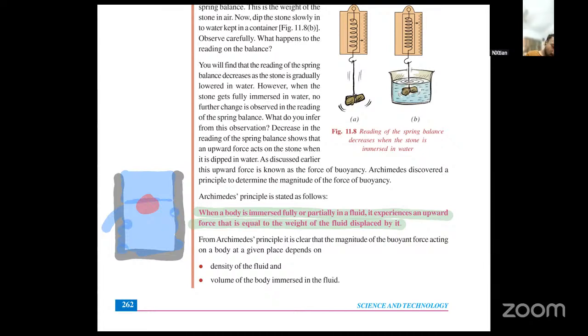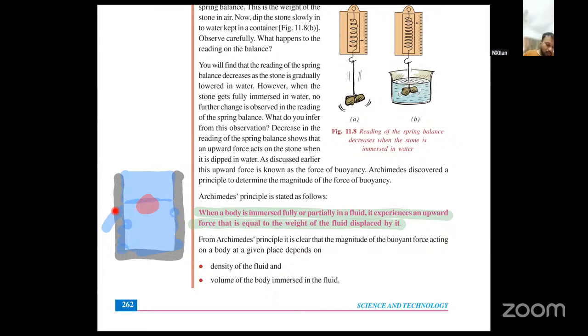So how much the weight of the stone is, that much amount of water will come out. So for example, if it has 2 kg weight and if it is immersed into the water, then the water displaced will be equal to it. Did you understand?